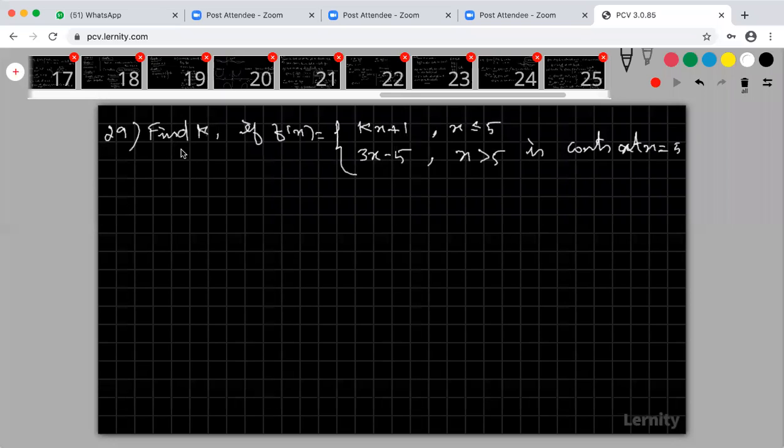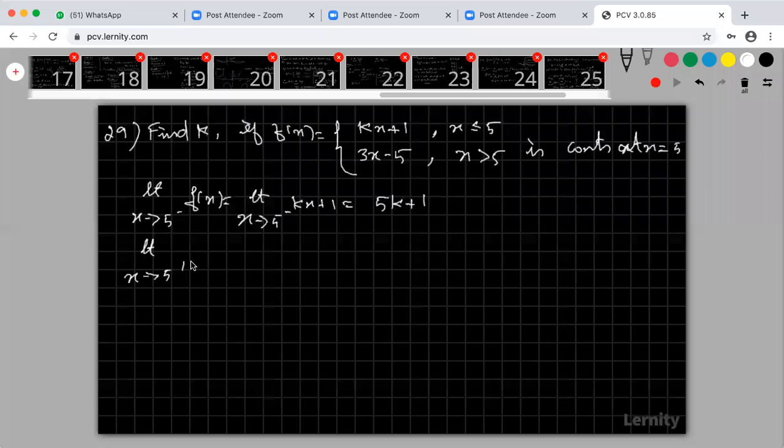What is the answer for this? Limit x tends to 5 minus, the left hand limit. My f of x is kx plus 1. Apply 5, x is 5 here. That means finding the limit, that means apply 5 here. That is 5k plus 1. Okay, what about here?